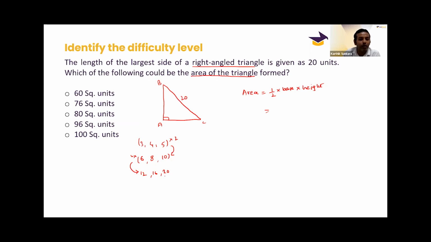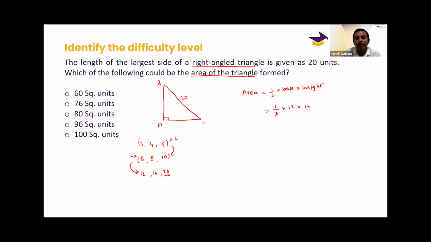Now, here we have 20. That means the base is 12 and height is 16, or the base is 16 and height is 12. Since it is multiplication, it doesn't make a big difference. So let's say half times base is 12. I'm considering base is 12 and height is 16.